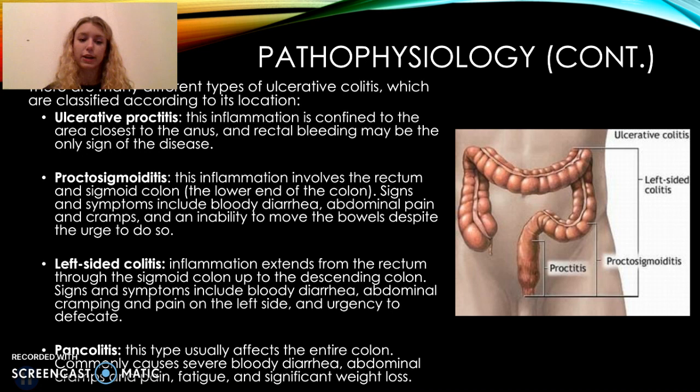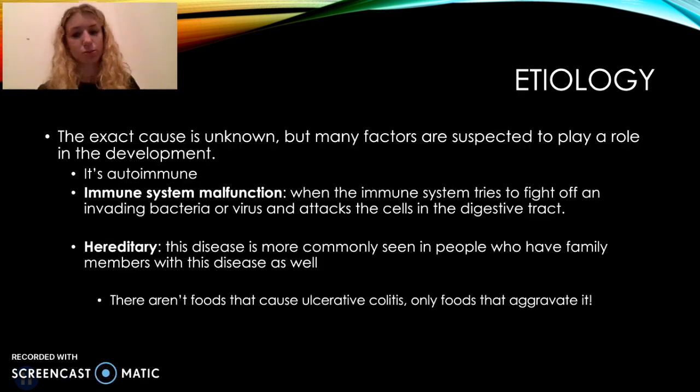Left-sided colitis is inflammation that extends from the rectum through the sigmoid colon up to the descending colon. Signs and symptoms include bloody diarrhea, abdominal cramping and pain on the left side, and the urgency to defecate. And then pancolitis, this is the entire colon is usually affected in this one. Severe bloody diarrhea, significant weight loss, fatigue, significant pain in all of their abdomens. So that's a really difficult one.